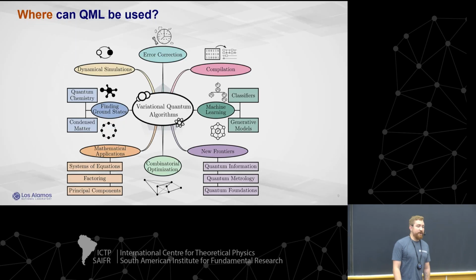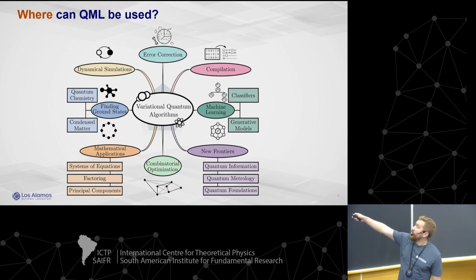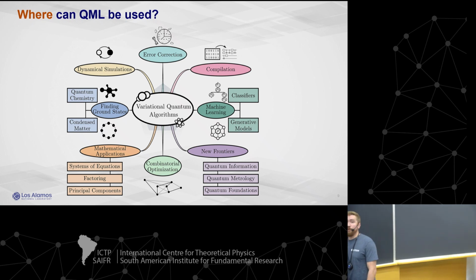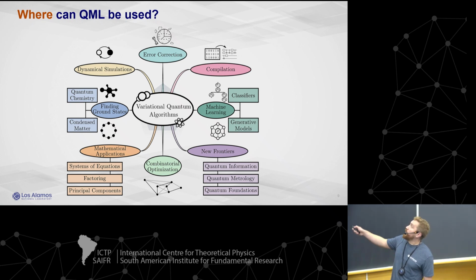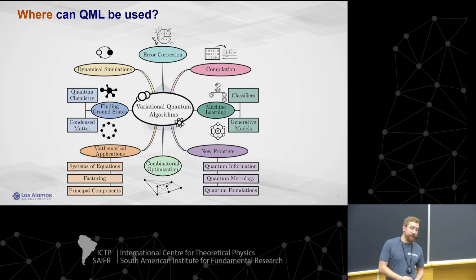So where can quantum machine learning be used? This paradigm has essentially been proposed for every single task. We can solve linear systems of equations and factoring, which are problems that we know quantum computers can do. We can do combinatorial optimization, if you know about the QAOA algorithm. We can find ground states via VQE. We can do dynamical simulations and find new quantum error correction codes. We can do machine learning, like classifiers and also generative models. So it's pretty much every problem that you can think of can somehow be cast into a quantum machine learning model.